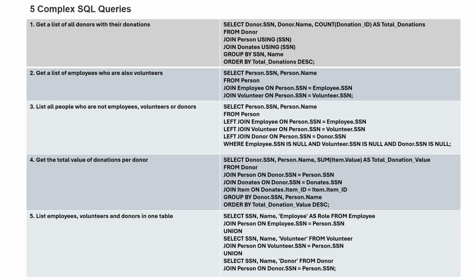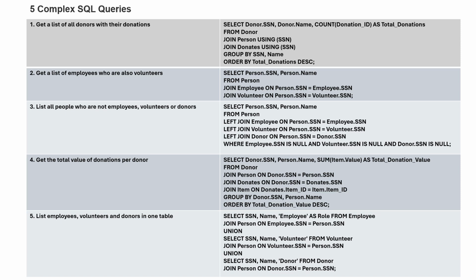And the second one: get a list of employees who are also volunteers. This query retrieves the result by joining the person, employee, and volunteer tables. It filters out people who are not employees first by joining the employee table. Then it further filters out people who are not volunteers by joining the volunteer table.